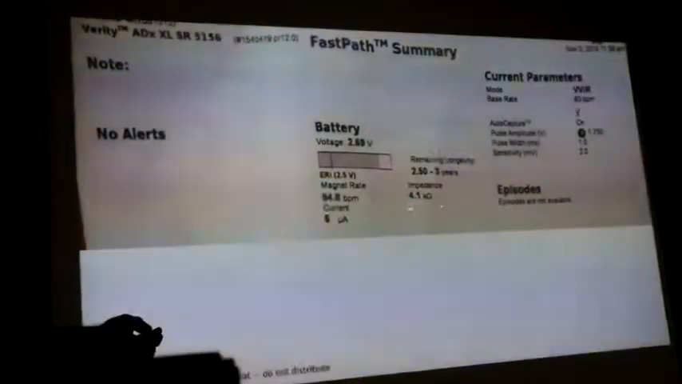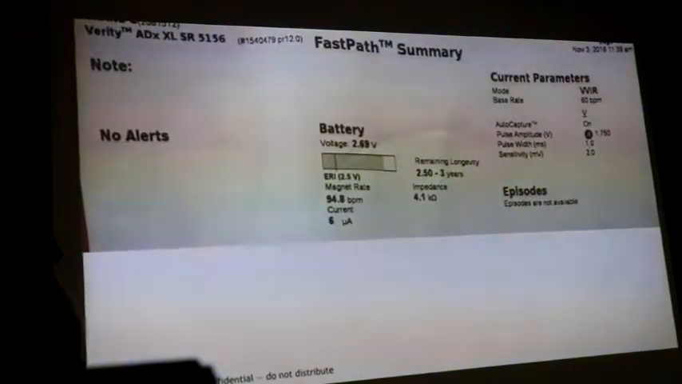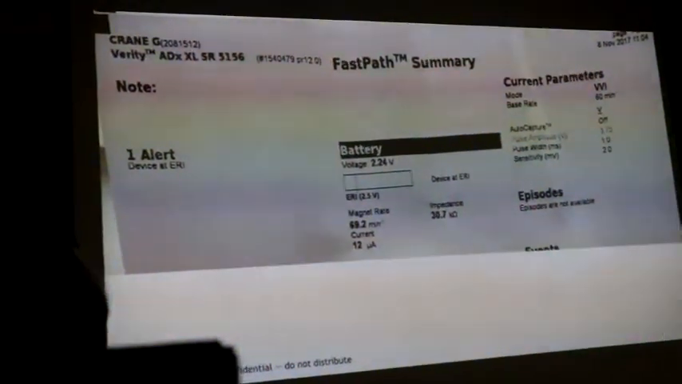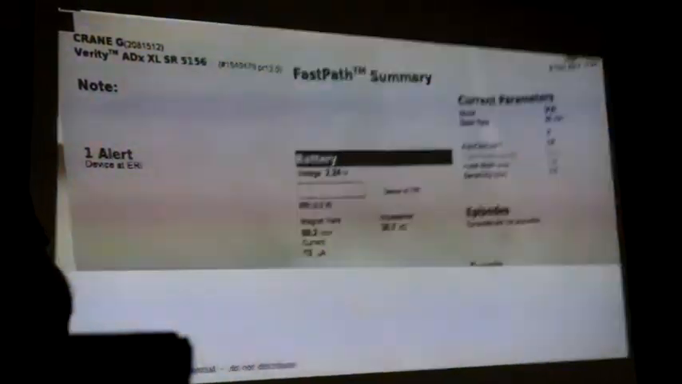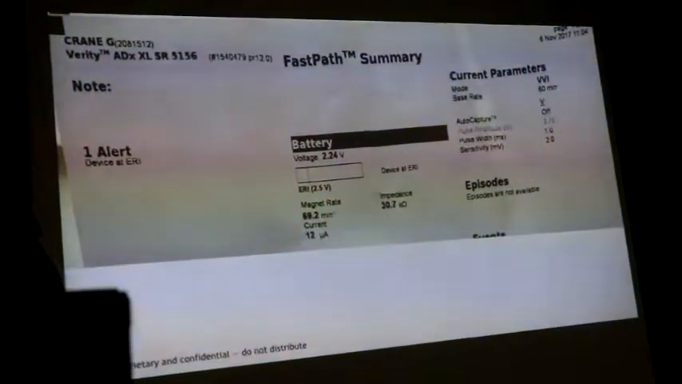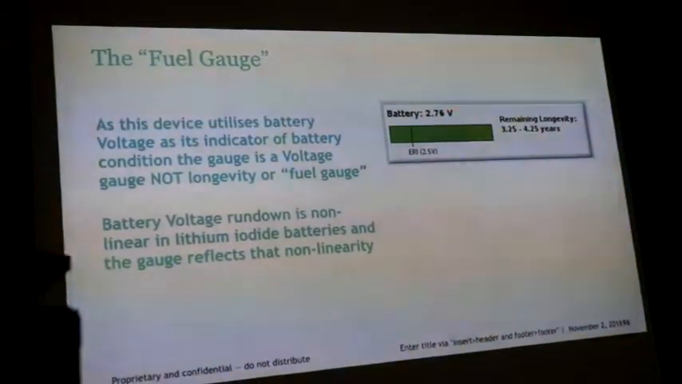But when you get to 4 or 5 kilo-ohms, you need to be intensifying follow-ups of these lithium iodine chemistry batteries, okay? Otherwise, mistakes like this can be made. I mean, if this patient had been another 2 weeks, this might have been a very different outcome, okay? So there's a little bit of text here. People in the UK call it a fuel gauge.